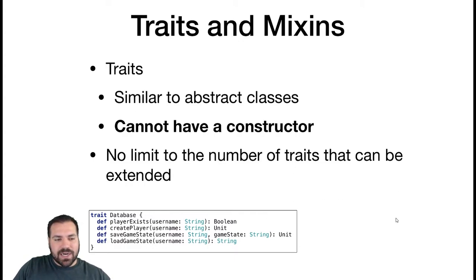Traits are like abstract classes, except they cannot have a constructor. That's the big difference. Can't have a constructor with a trait. And we use the same syntax as we did for class. Trait, database, define some methods, and that's it. Just can't have a constructor. If we have a constructor, we're wrong. We'll get errors. It'll say, you have a trait with a constructor. What are you doing? That's not what traits are.